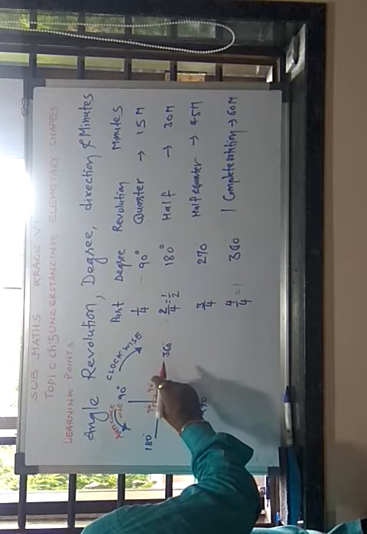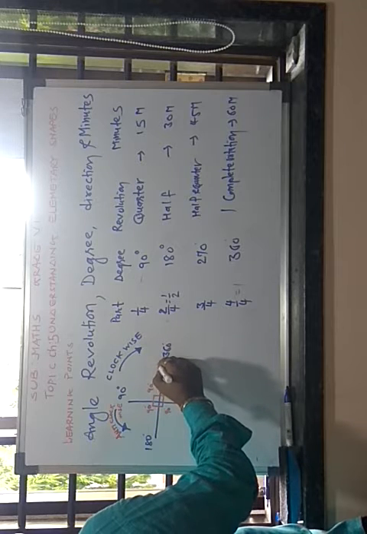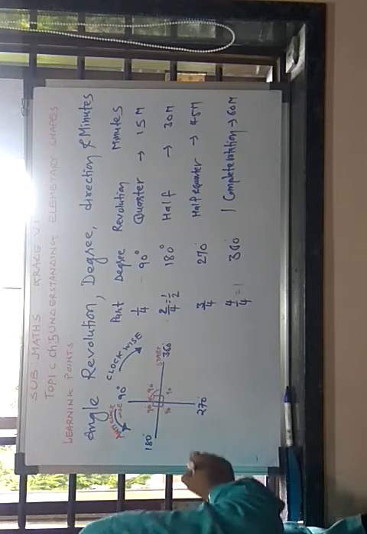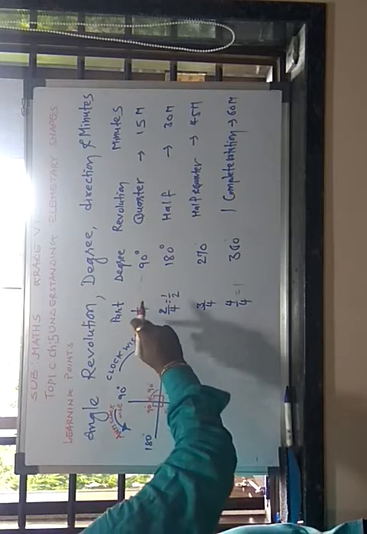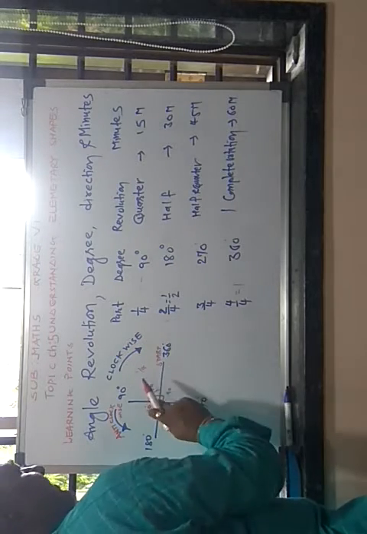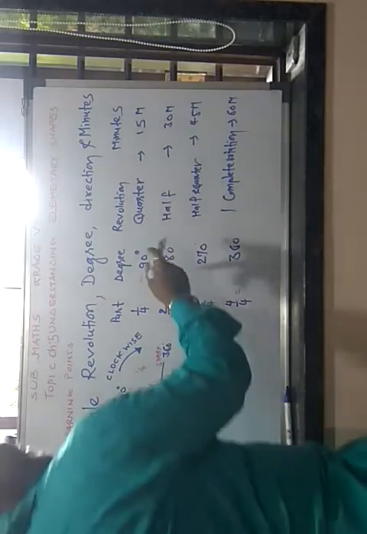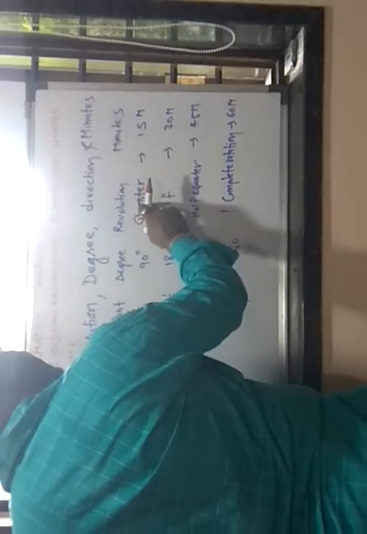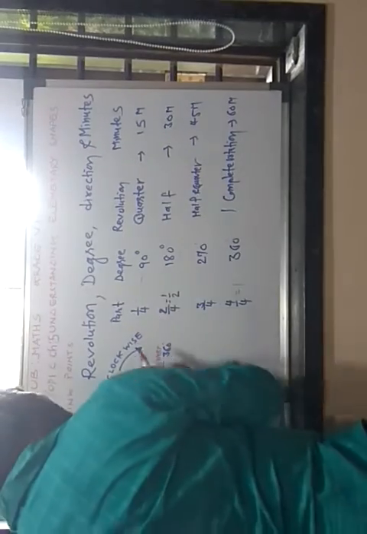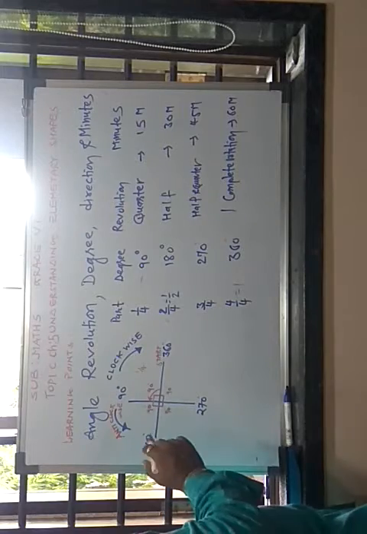When the clock hand moves, suppose it starts from here. From here to here, it moves 1/4 part. So 1/4 part means how many degrees? 90 degrees, correct? So one right angle you can find. It is called a quarter revolution. So within this, how much time will be there? 15 minutes. You can find 15 minutes, right?